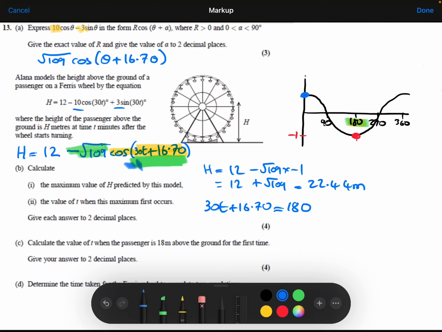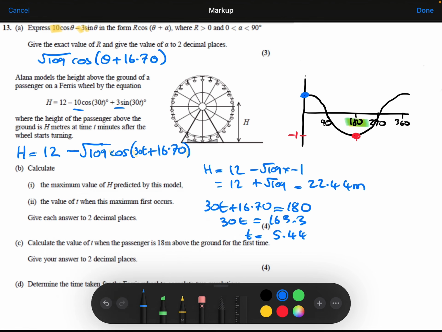Just finishing off part 2 of this question then. To work out the value of t, I'm going to subtract the 16.7 away from both sides. So 180 minus 16.7 is 163.3, and then divide by 30. I get my answer to 2 decimal places as 5.44. That's my answer for part B. Let's now move on to part C.